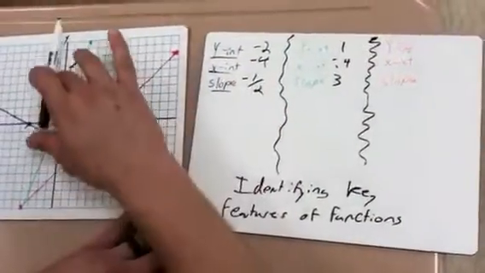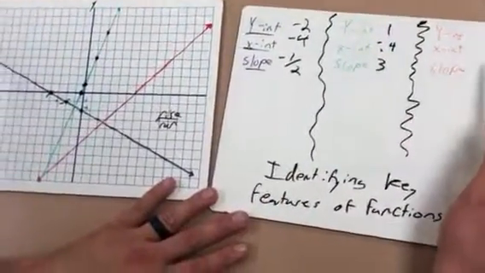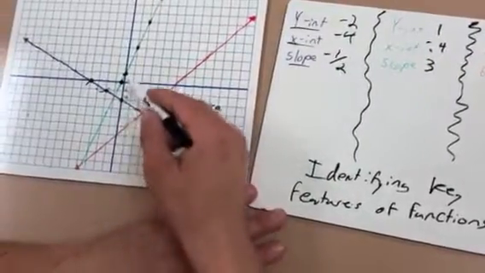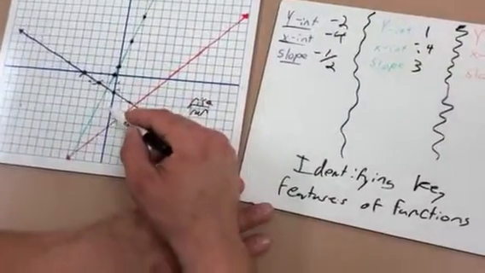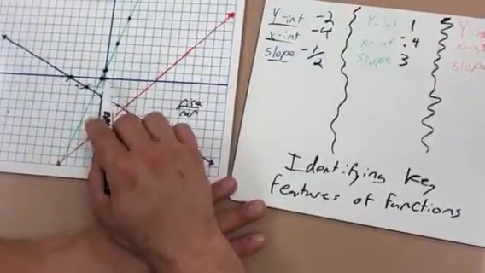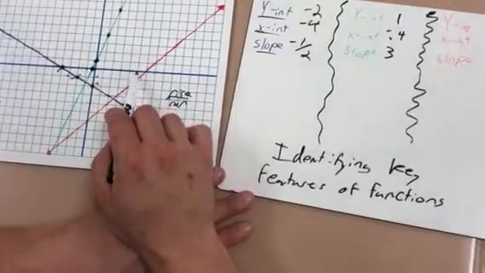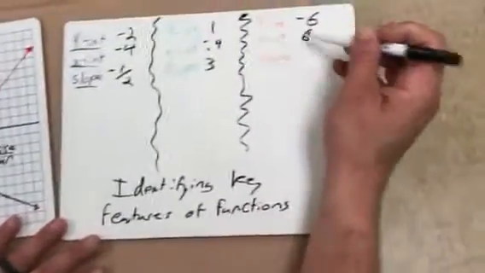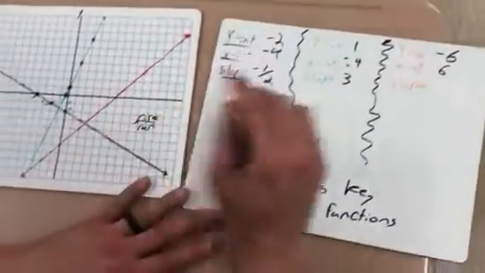Finally, the red line. Okay, y-intercept, where does it cross the y-axis? We're going to do this one really quickly. 1, 2, 3, 4, 5, 6. Down, -6. Okay, x-intercept, over 1, 2, 3, 4, 5, 6. Regular 6.